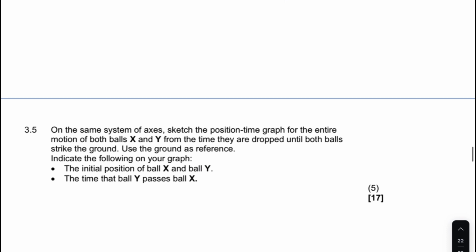Let's go to the last question. It says on the same set of axes, sketch the position time graph for the entire motion for both x and y, from the time they drop until the ball strikes the ground. Use the ground as a reference. Indicate the following. Okay, so the position versus time graph is going to be like that. And this is time in seconds, and this is going to be position in meters, right?